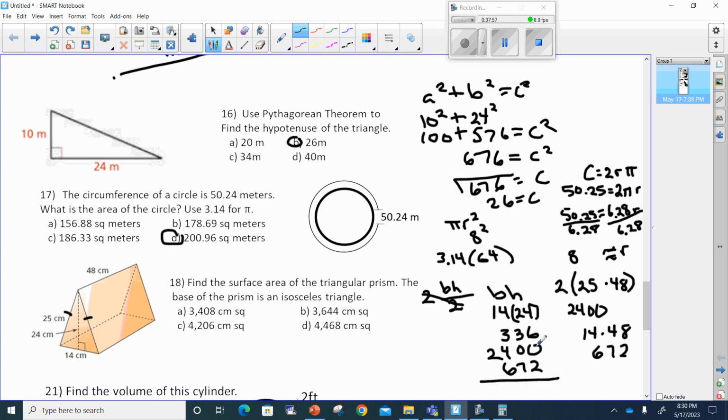Now it's time to add these up. 6 plus 2 is 8. 3 plus 7 is 10. Bring up the 1. 4 plus 6 is 10, plus 4 makes 14. And then when we bring one up, we got 3,408. So A has to be my right answer.